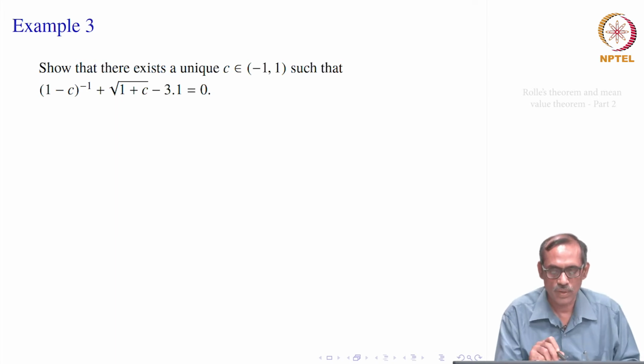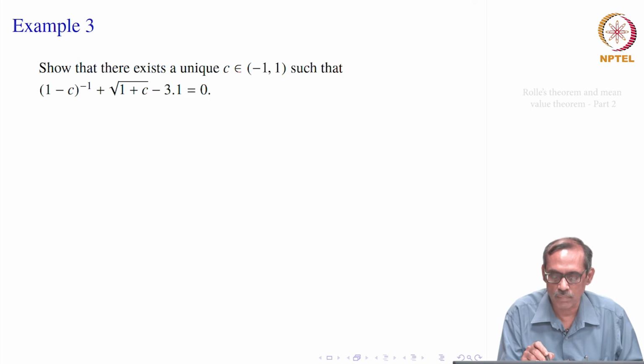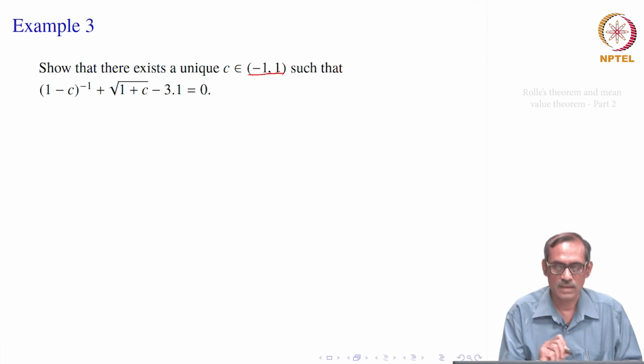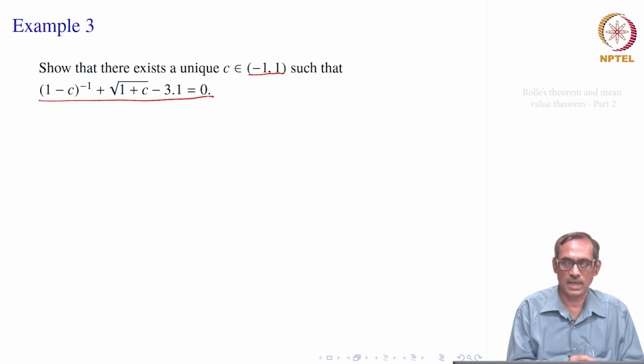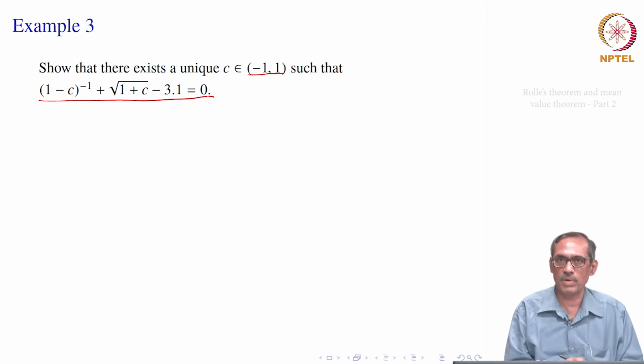Here we are asked to show that there exists a unique number between -1 to 1, such that this equation is satisfied for that number c, that is 1 minus c to the power -1 plus square root of 1 plus c minus 3.1 equal to 0. So, here we may have to compute something. So, how do we show that there is a point c in between -1 to 1, such that this equation is satisfied? We will go for uniqueness later.